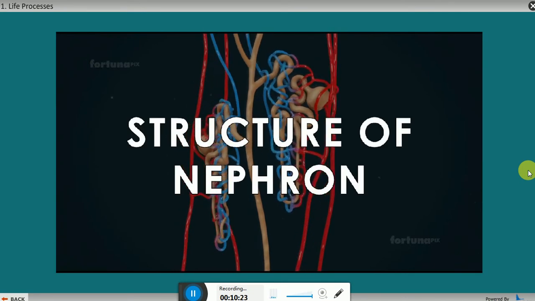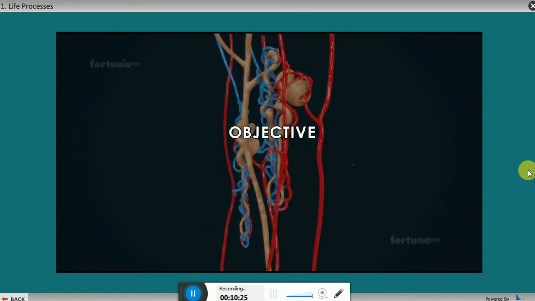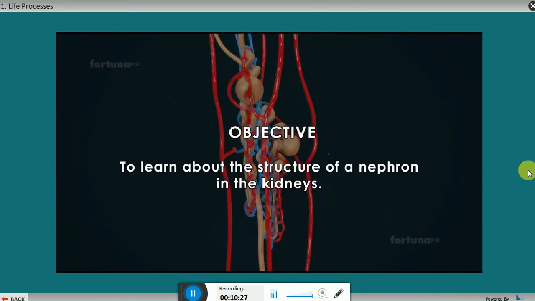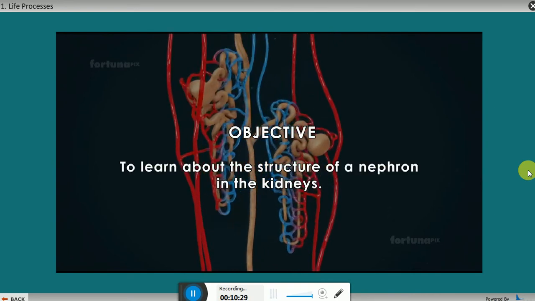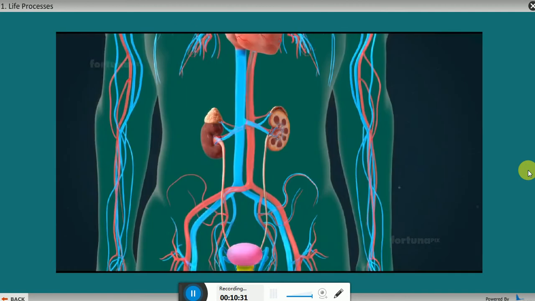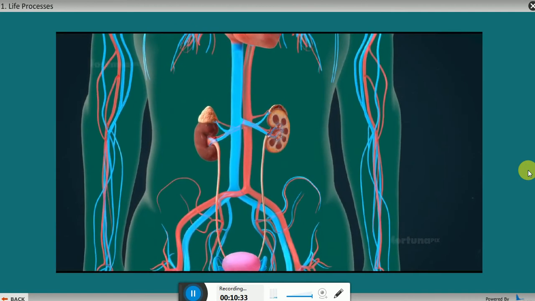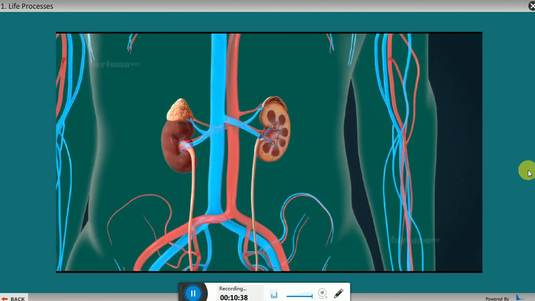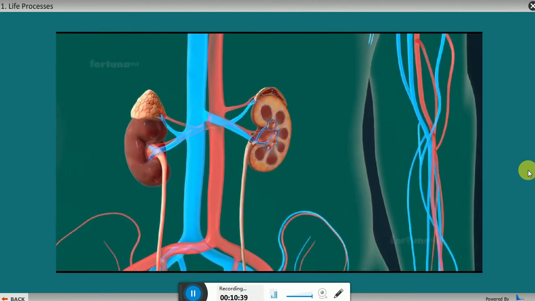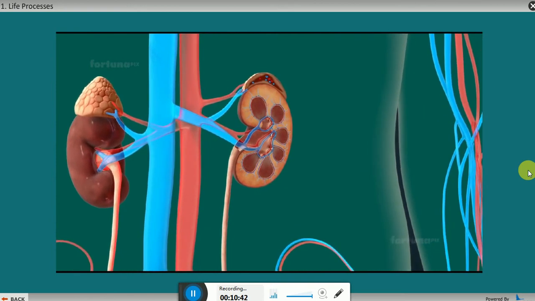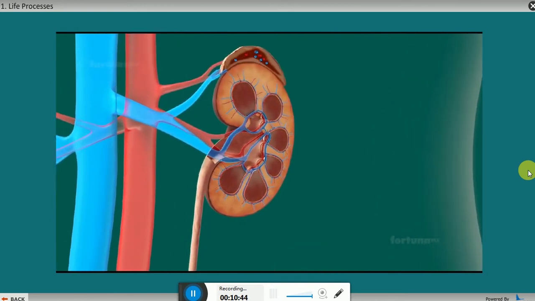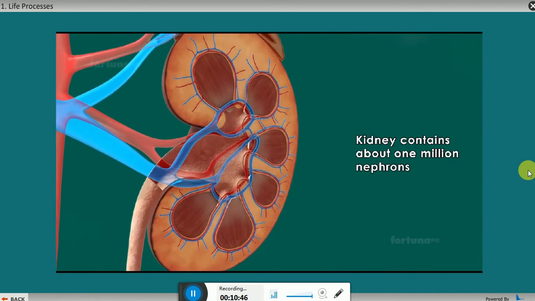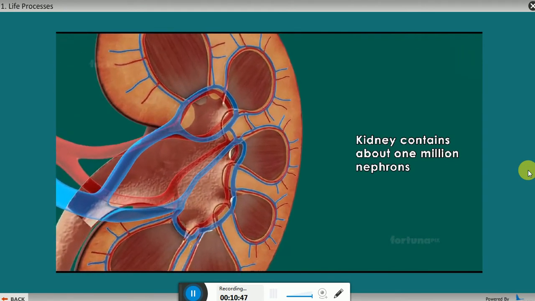Structure of nephron. Objective: to learn about the structure of a nephron in the kidneys. Nephrons are the functional units of the kidney. Not only are they responsible for eliminating waste products from your body through the formation of urine, a human kidney contains about 1 million nephrons.